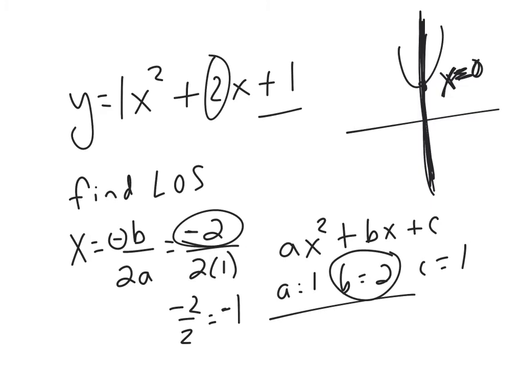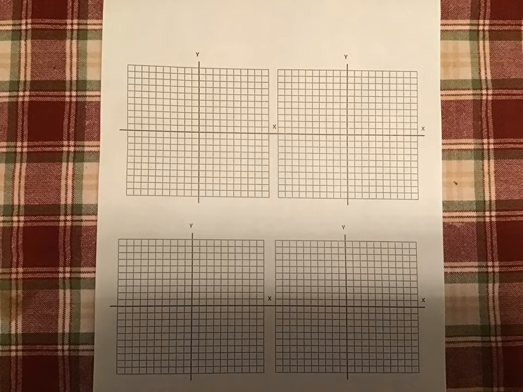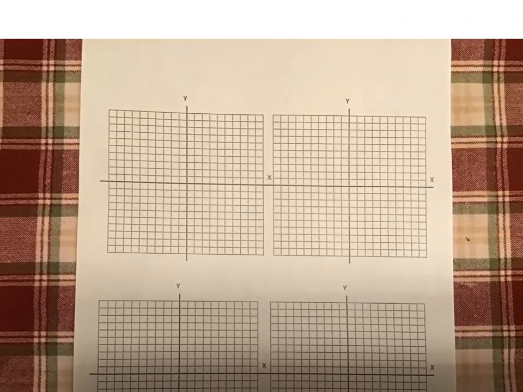Okay? So now, here's the deal. We know that our line of symmetry is here, all right, at negative 1. Instead of being on the y-axis, like we have been, now we got to shift over. So this makes it a little bit more difficult. Okay, so I'm going to label this guy up here. When we have y equals x squared plus 2x plus 1.